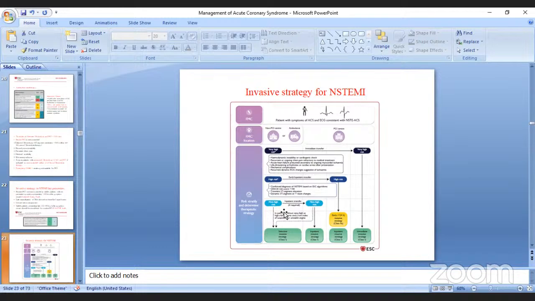So these patients should also be immediately transferred to a PCI center. Inpatient invasive strategy is recommended, but early, that is within 24 hours, invasive strategy should be considered in these patients. In case of non-high-risk patients, they can be transferred to a PCI center, and selective invasive strategy is recommended in these patients.